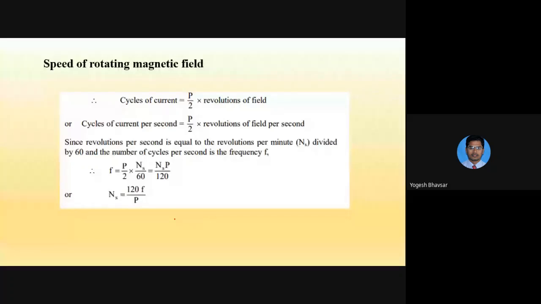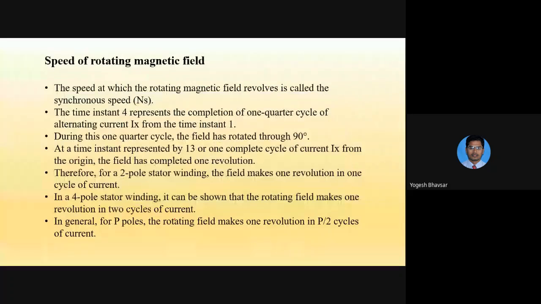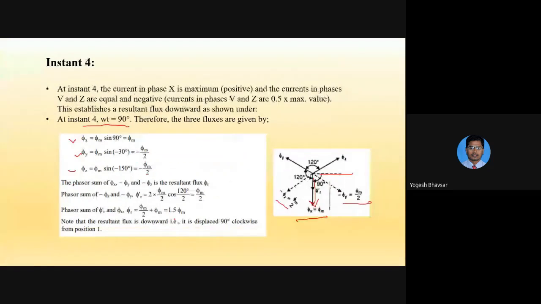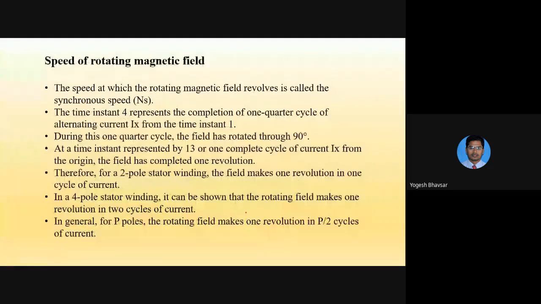Now, the speed of rotating magnetic field. What is the speed of this magnetic field? We have seen that the magnetic field is rotating in nature, but what is their speed? How to calculate the speed of rotating magnetic field? So look at it. This is how we can calculate. The speed at which the magnetic field is rotating, it is called synchronous speed. The speed of this rotating magnetic field is called synchronous speed, denoted by ns, n suffix s.